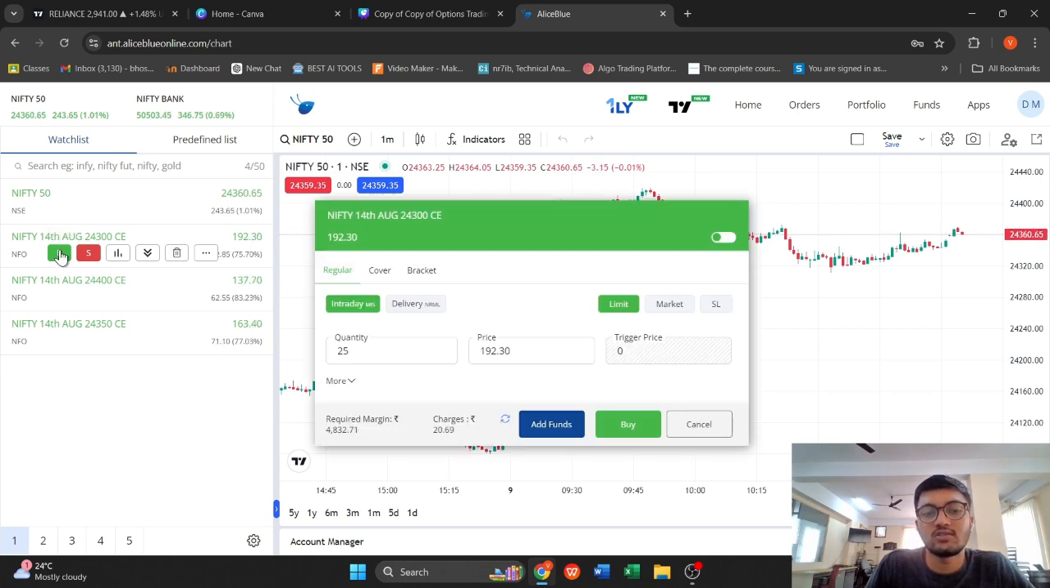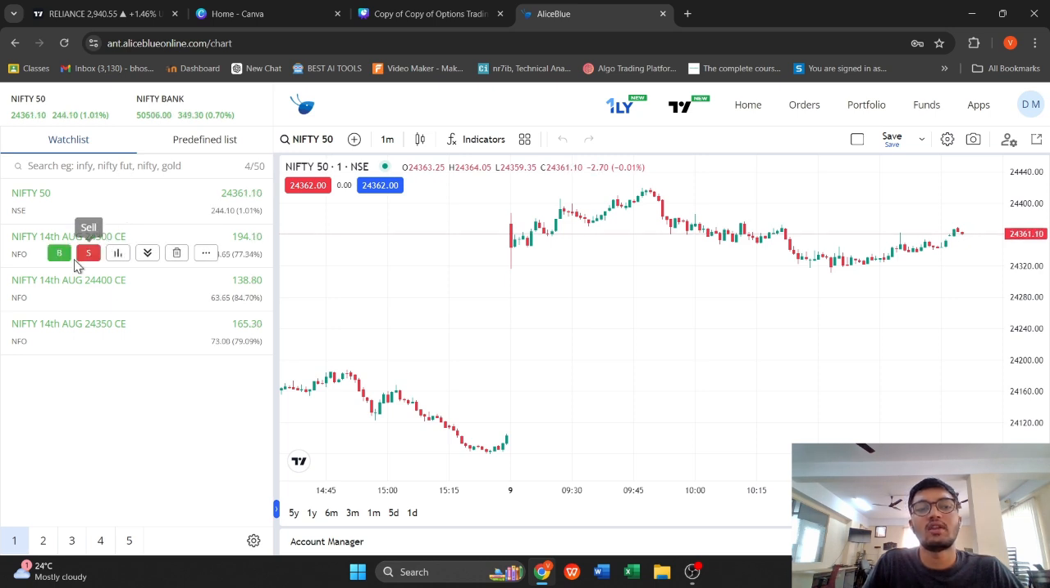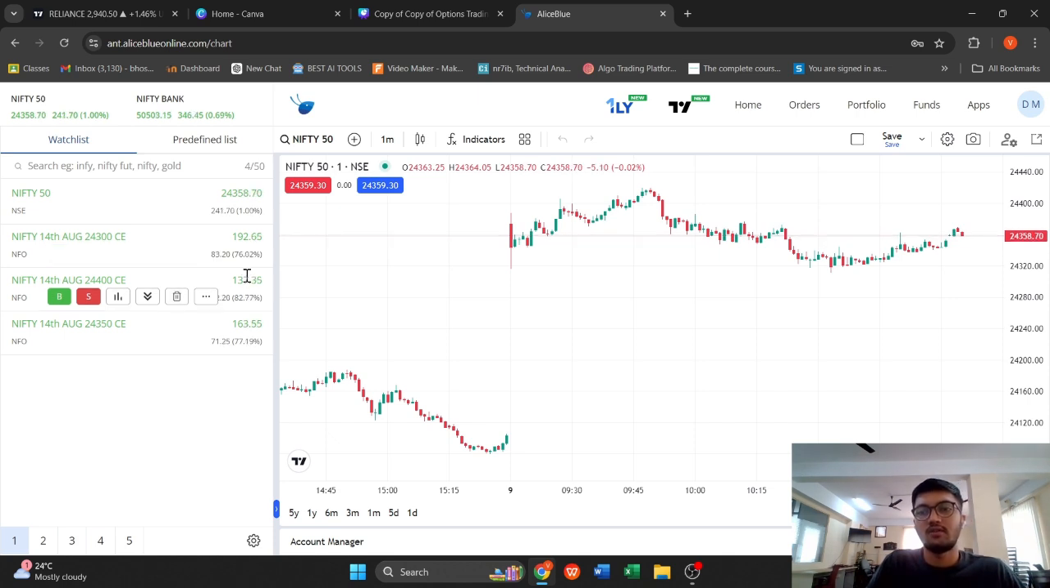If I'm going to buy this particular thing, I'm going to require a margin of 4,800 when I'm going for in the money. When I'm going for out of the money, I require only 3,475. So I will capture more momentum when I'm going for in the money. When the price of Nifty goes from, let's say, 24,360 to 24,400, I'm going to make more money with in the money options compared to out of the money options, because the variables are different in each case.